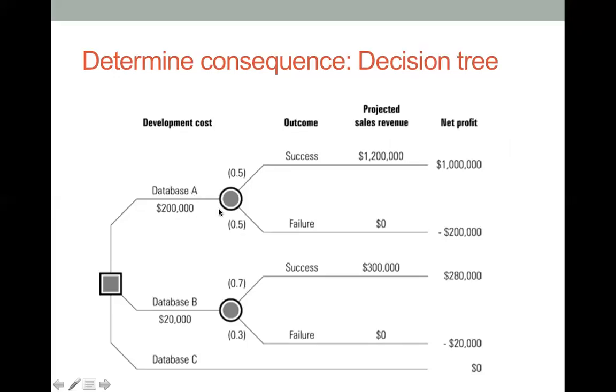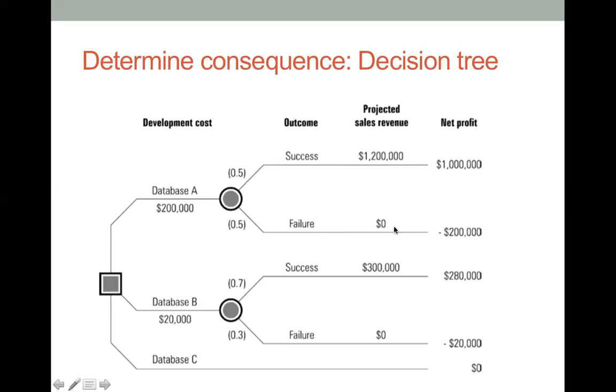If we develop database A to help us achieve our goal, what's the chance for that to be successful? Well, 50-50. That means 50% success and 50% failure. What is the projected sales revenue if it is successful? $1.2 million, right? If that's the case, then what is the net profit? Well, net profit would be $1 million. 1.2, take away the cost, which is $200,000, so we get $1 million profit.